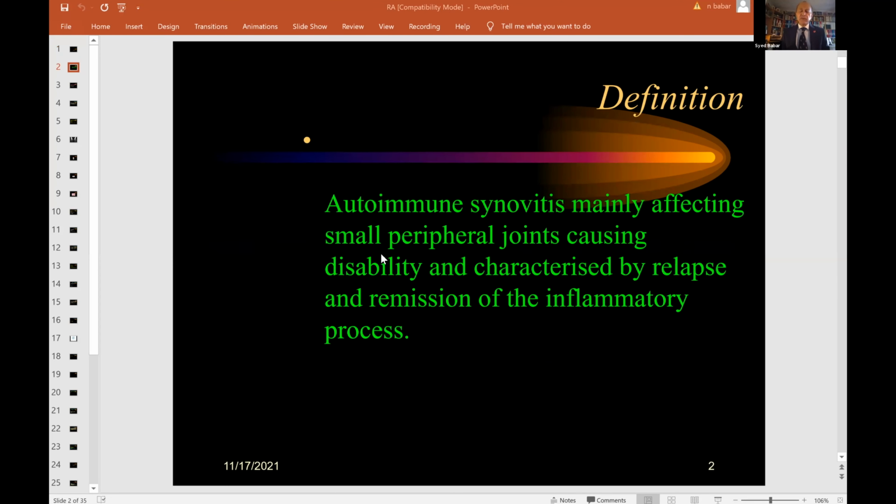So, how does one define rheumatoid arthritis? We know already that it's an autoimmune synovitis, mainly affecting small joints, such as in the fingers and toes, and to a less frequent extent, larger joints as well. It is also characterized by a degree of remission and relapse, and it is an inflammatory process associated with most of the other inflammatory characteristics.